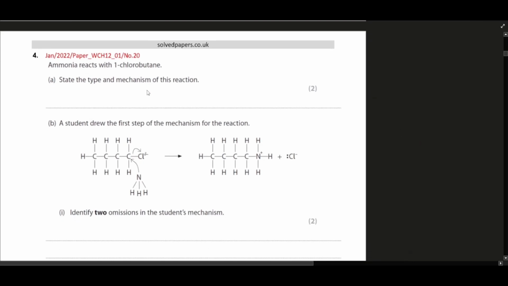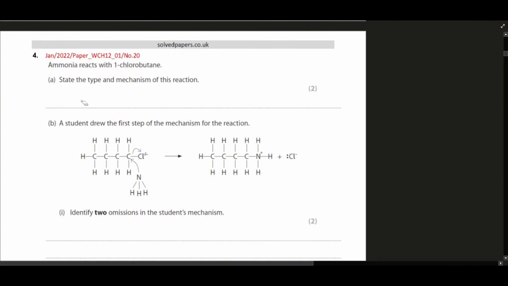Ammonia reacts with 1-chlorobutane. State the type and mechanism. Tell me fast. Easy. Nucleophilic substitution. Nucleophilic substitution. That's right. Yes, exactly. Okay, first of all, type and mechanism.